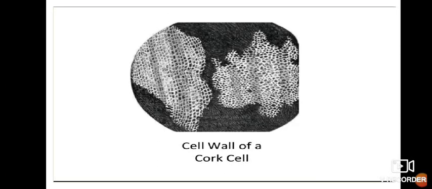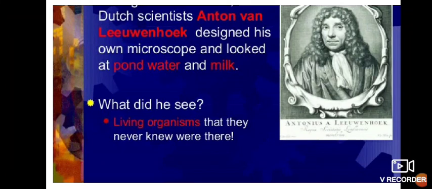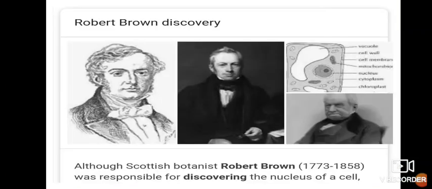Cell is derived from the German word for empty box, and cella in Latin, which means empty chambers. These were dead cells. Anton van Leeuwenhoek designed a microscope which could magnify up to 300 times, that is 300x. He was the first one to observe living cells. He observed paramecium, he observed sperm cells. Robert Brown saw a dense structure at the center of the cell and named it the nucleus.